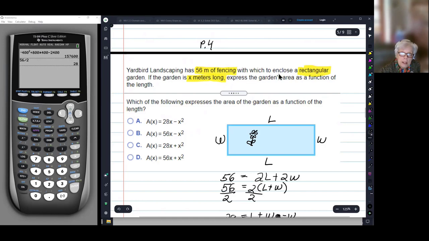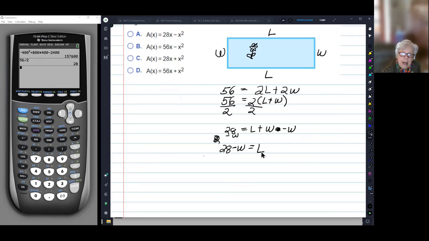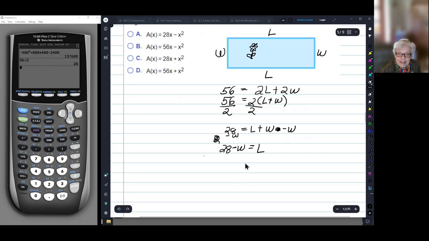56 meters of fencing with which to enclose a rectangular garden. If the garden is X meters long, express the garden's area as a function of length. Okay. Now let's leave L where it is for the moment. No. That's not a good way to do it. I need to go the other way because I know what L equals, which means I should have made that an X right away. I'm going to do it now.